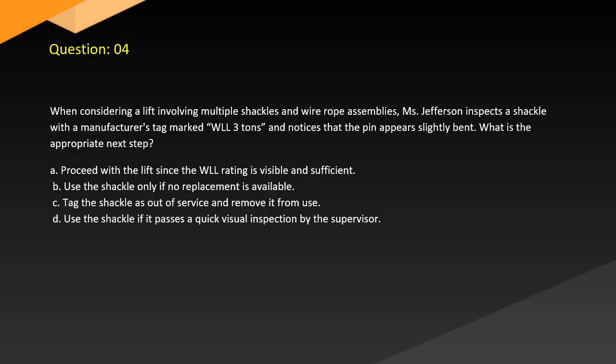Question 4. When considering a lift involving multiple shackles and wire rope assemblies, Mr. Jefferson inspects a shackle with a manufacturer's tag marked and notices that the pin appears slightly bent. What is the appropriate next step? A. Proceed with the lift since the WLL rating is visible and sufficient. B. Use the shackle only if no replacement is available. C. Tag the shackle as out of service and remove it from use. D. Use the shackle if it passes a quick visual inspection by the supervisor.